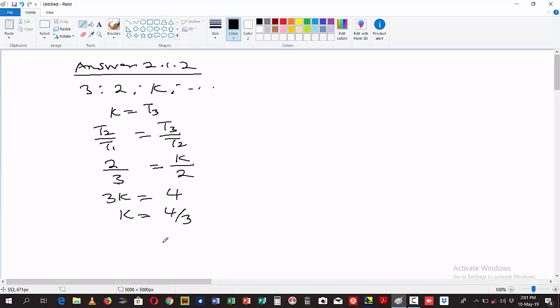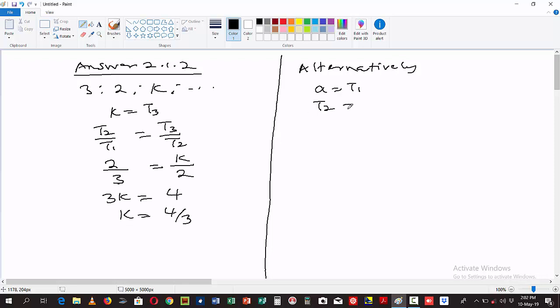But we can still have an alternative solution. Let us have the alternative. Alternatively, we have A, which is the same thing as T1. We have our T2, which is the same thing as A multiplied by the common ratio, which is AR. And our T3 will give us A multiplied by R raised to power 2, which means the common ratio raised to power 2. That is our T3.